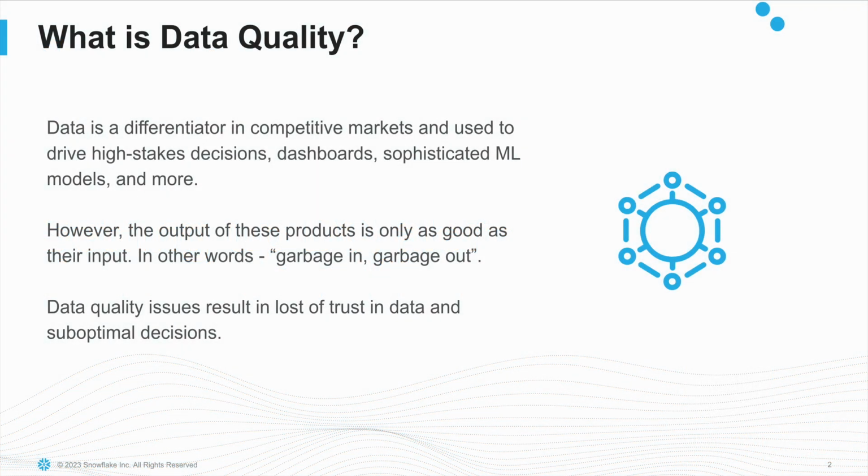So, what is data quality? Data, of course, is a differentiator in competitive markets, and really it's used to drive strategic decisions. It's fed into dashboards and consumption tools, as well as sophisticated machine learning models and more. So, the output of all of these products is really only as good as what you put into them. In other words, they are garbage in, garbage out, but also quality in, quality out. So, data quality issues ultimately result in a loss of trust in data and suboptimal decisions.